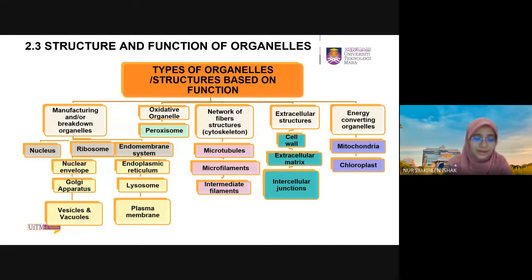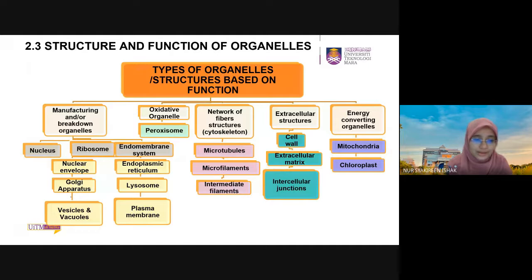Ada dua jenis vesikel kat sini, transport vesicle and also secretory vesicle. Then vacuole, kalau central vacuole, so you have a few types of vacuole. You have contractile vacuole, central vacuole. So those are vacuoles. And then you have the lysosome, you have the plasma membrane, and then you have the nuclear envelope.